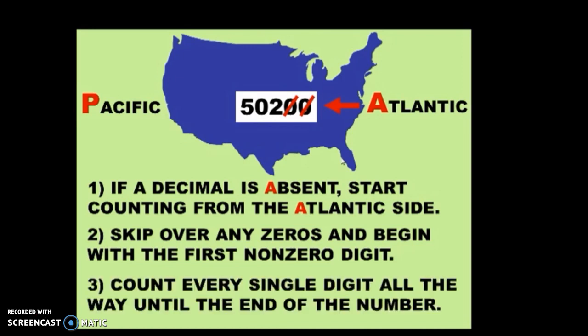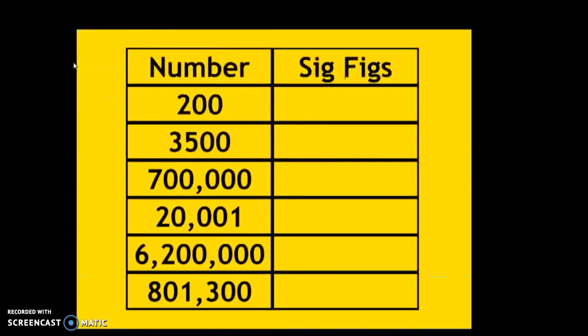Then continue counting every single digit, no matter what it is, 0 through 9. Every single digit is now considered significant all the way until you get to the end of the number. This measurement of 50,200 has 3 sig figs, and this is according to the Atlantic rule. You use the Atlantic rule when a decimal is absent. Let's go ahead and practice examples of the Atlantic rule.